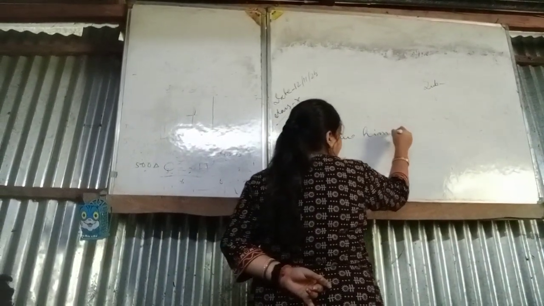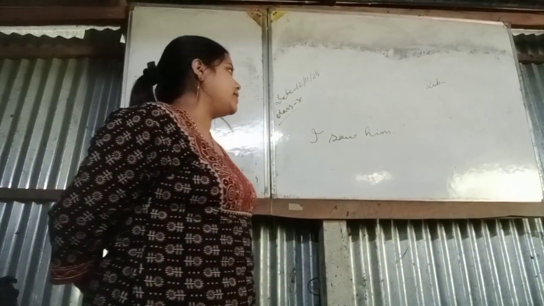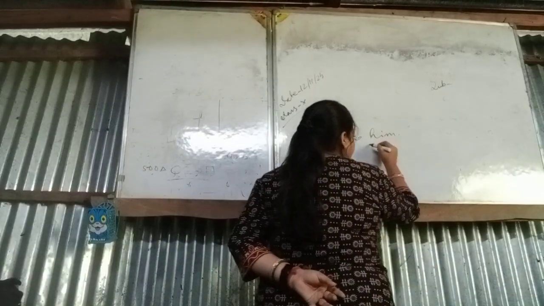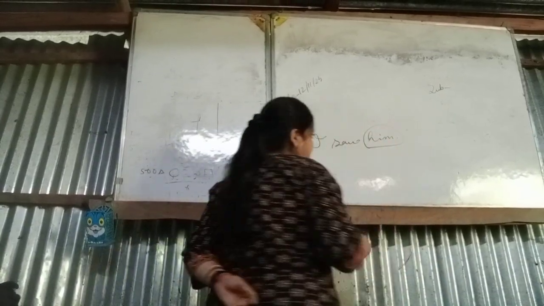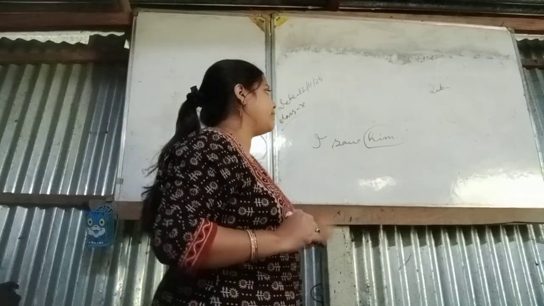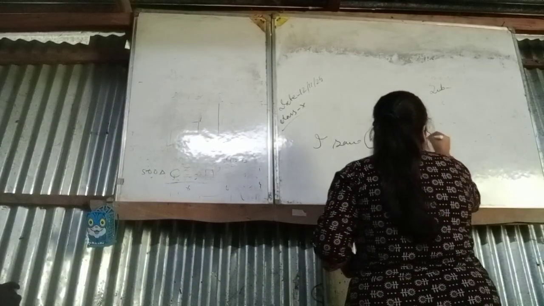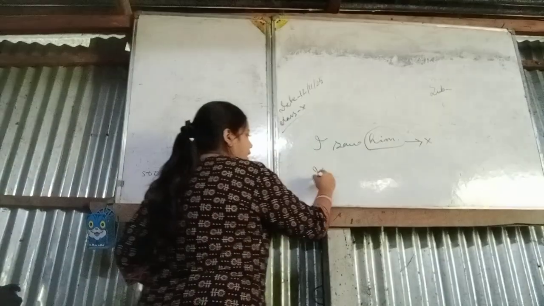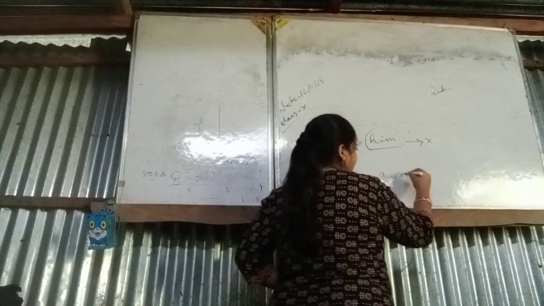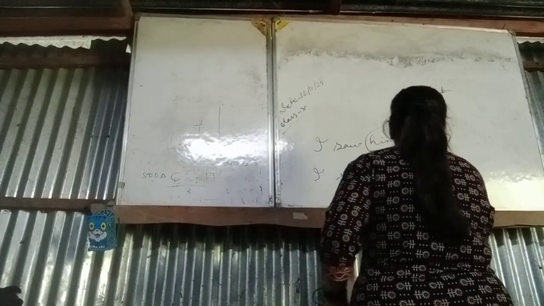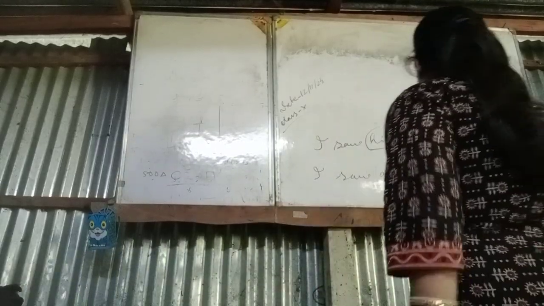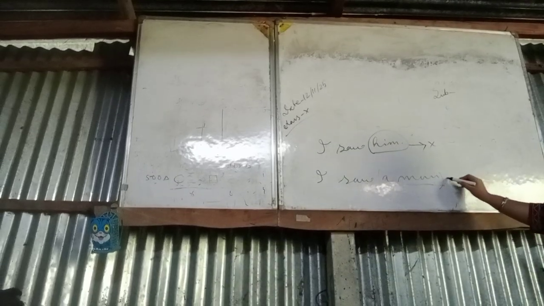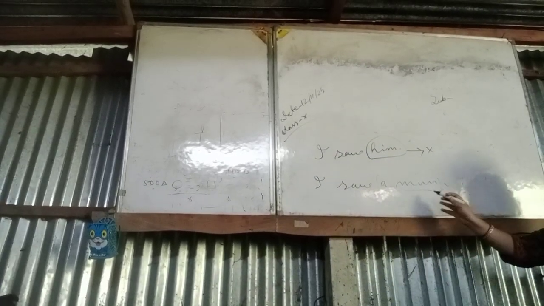I saw him. Now there are some conditions to make a phrase. Can we say this part of the sentence as a phrase? I saw him? No, because this is not a group of words. I saw a man. Can we call this part of the sentence a phrase? Yes, because this is a group of words.